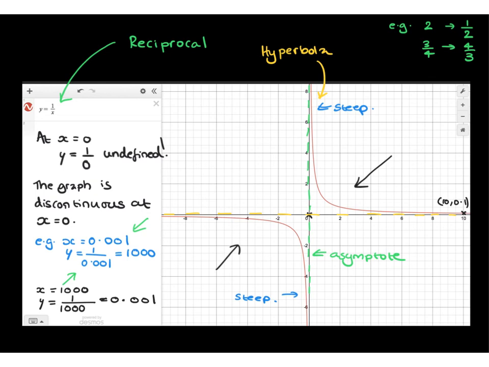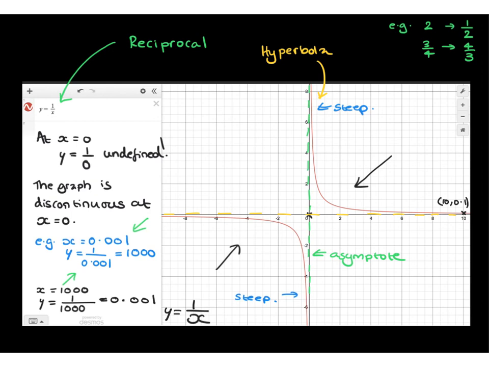But you cannot ever get a y value of 0 because y is calculated by taking 1 and dividing it by x. It is impossible to find an x value that you can divide into 1 to get an answer of 0. It's just not physically feasible. So that means that y can also not equal 0, just like x cannot equal 0 for this particular function.